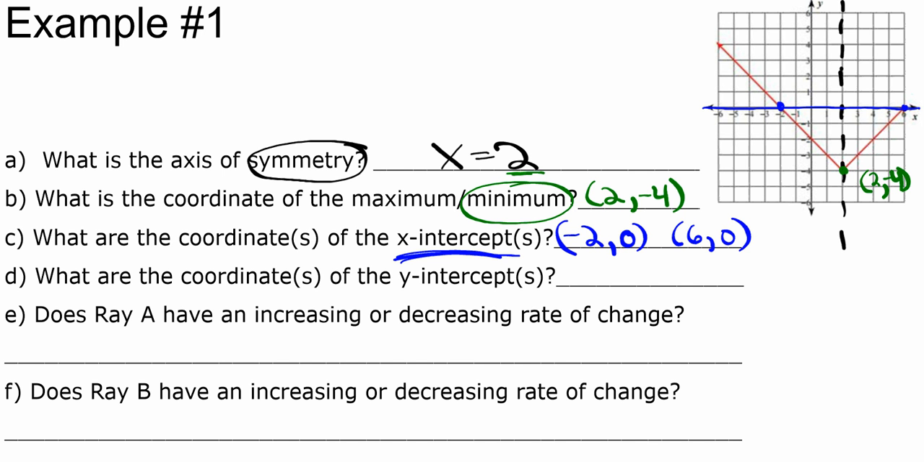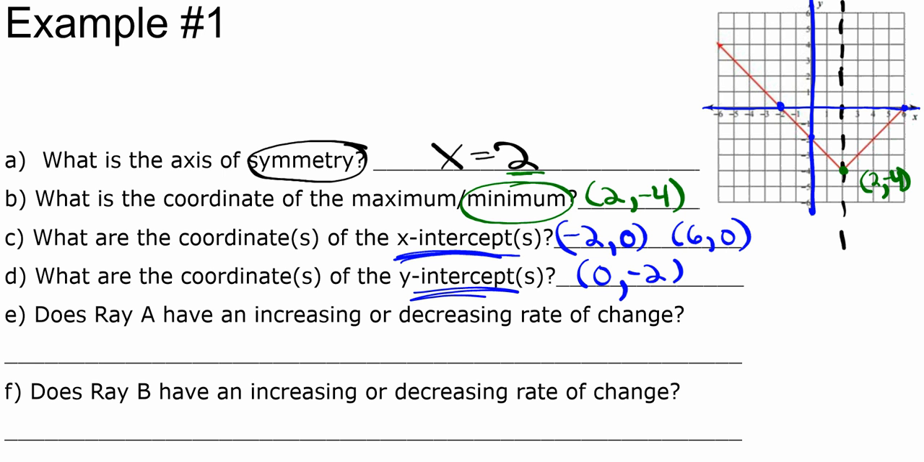Next, we're going to take a look at our y-intercept. That's where the graph crosses our y-axis. It crosses one time, so there's only one value. It's going to be 0 for the x because it's a y-intercept, and -2 for my y.